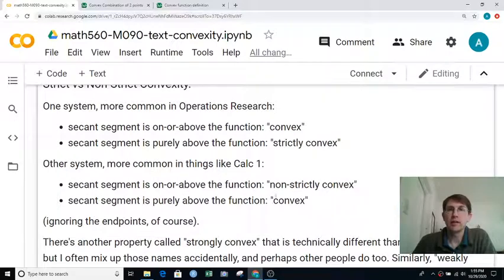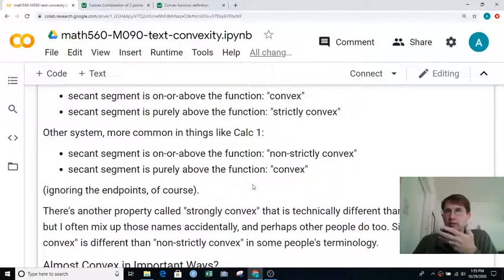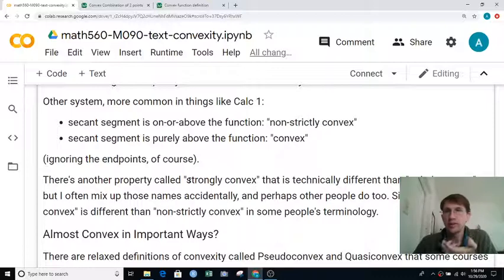Other people want to say convex or concave up, meaning strictly in this point of view. And then if they want to allow the secant line segment to touch the function, then they would say it's non-strictly convex. So it's good to know which of those systems you're using or is being used in an article you're reading. There's other properties called strongly convex and weakly convex that are even more complicated. I often mix up those words, strongly with strictly, but some people are very careful about that, so you need to be careful when you're reading about stuff.